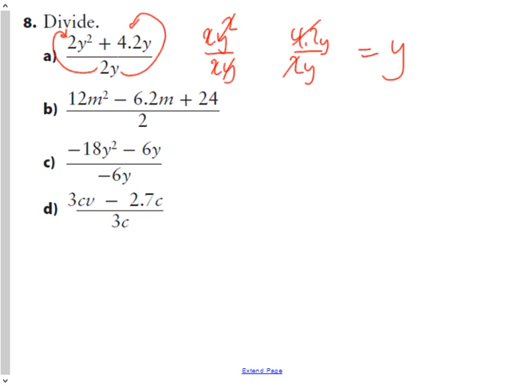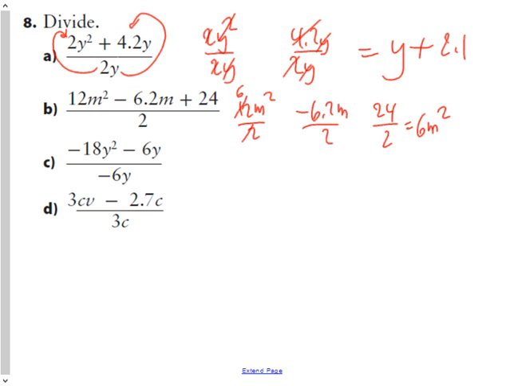4.2 divided by 2 is 2.1. Y divided by y cancel each other out, so it's going to be a plus, and therefore I have my solution of y plus 2.1. In the second one, I have to write it 3 times, so I have this, I have this, I have this, and all 3 I'm going to simplify them. This is going to become 6m squared. This is going to become negative 3.1m, and this is going to become a positive 12. Okay, so we'd have that.